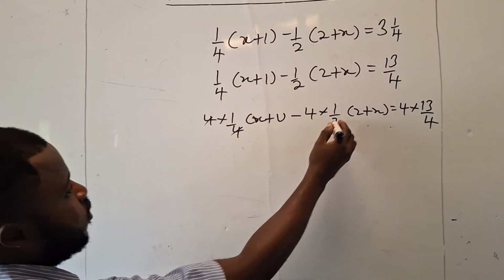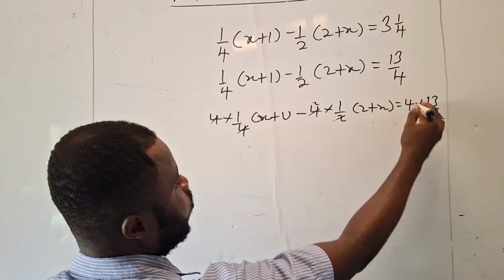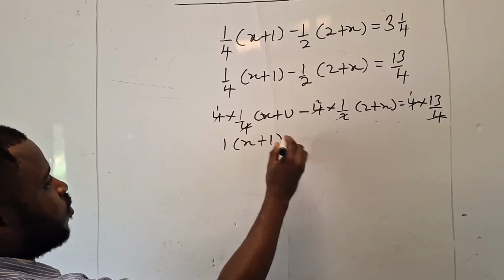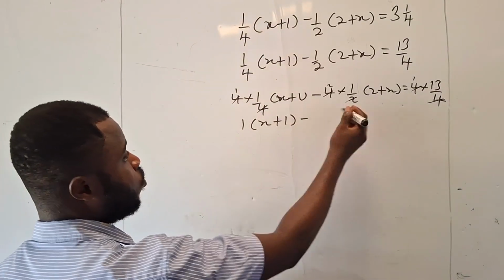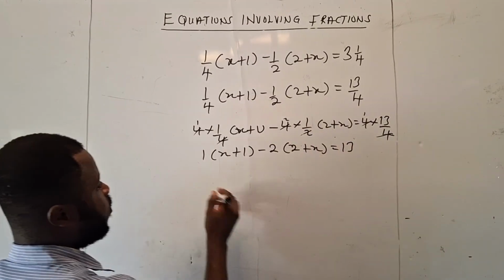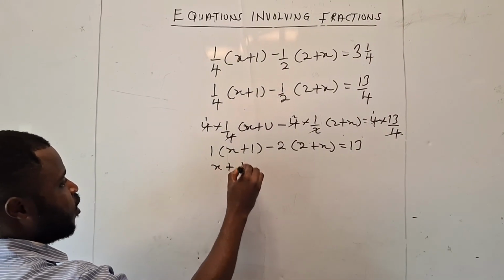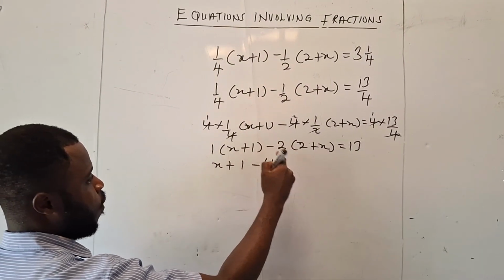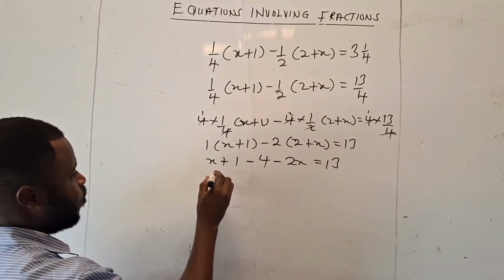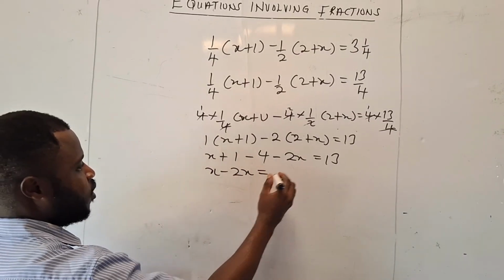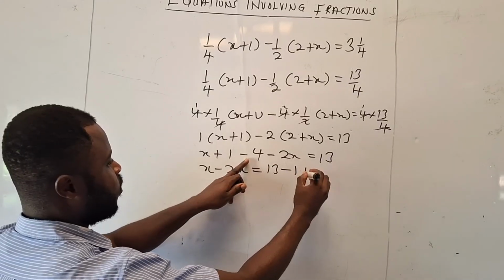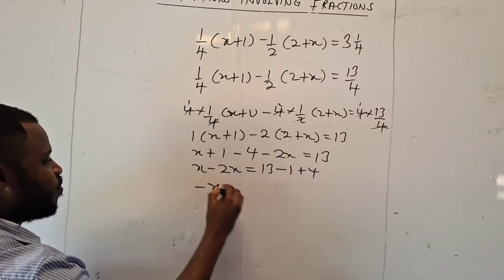So this cancels this, this also divides this 2, this also divides this 1. So we have 1 times 1, 1, so x out. So minus 2 plus x is equal to 13. So when you open the bracket, you have x plus 1 minus 4, negative, negative, negative 2x is equal to 13. So we have x minus 2x. Then grouping like that, here will be 13 minus 1 plus 4. So here we have negative x.